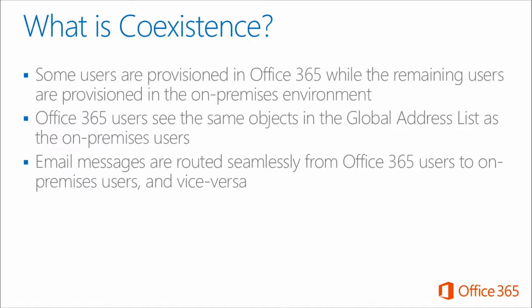So coexistence means seamless email, global address list, and really having a great experience when it comes to mail flow. So they both see everyone in the GAL. They both have Contoso.com, even though some of them are on Exchange on-prem, some of them are on Office 365. And they can mail each other, and the mail just flows nice and naturally.